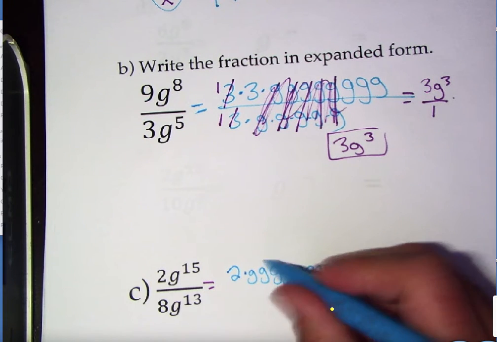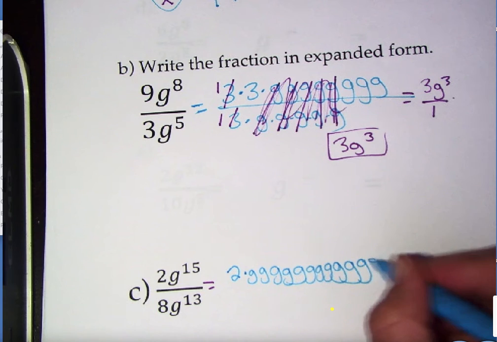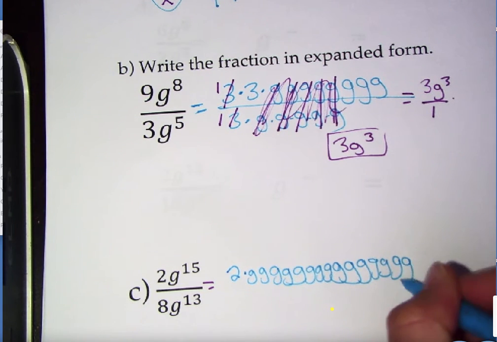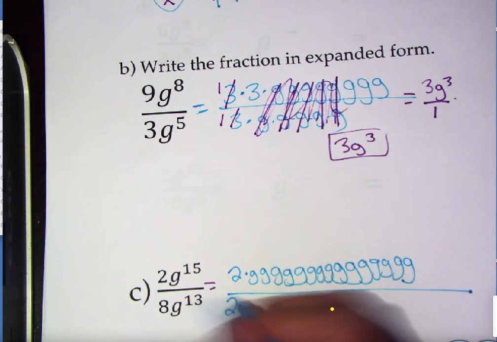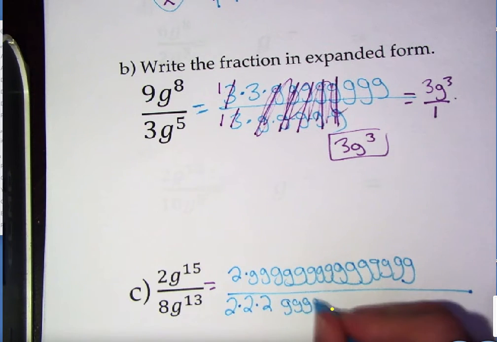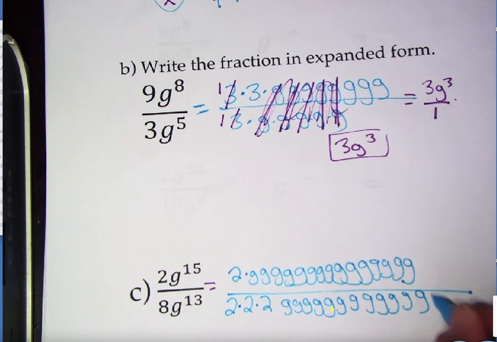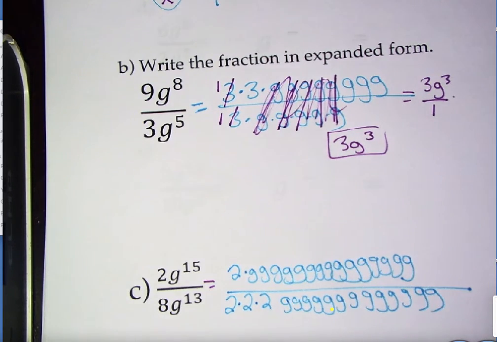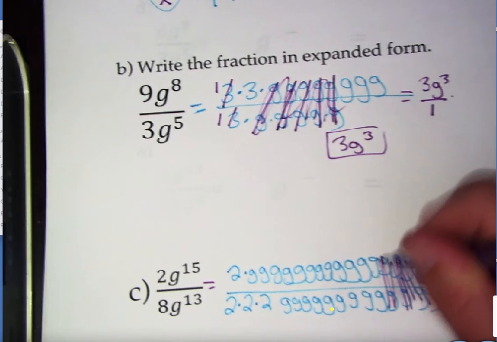That's 1, 2, 3, 4, 5, 6, 7, 8, 9, 10, 11, 12, 13, 14, 15. Over 8, remember prime factorization, 2 times 2 times 2. 6, 7, 8, 9, 10, 12, 13. This is going to get hectic, but let's see.